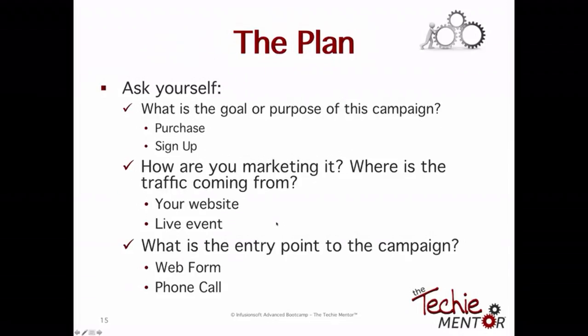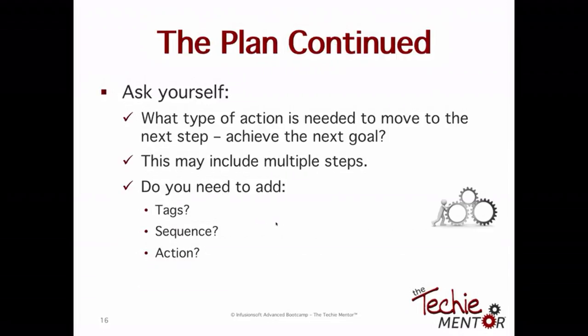Ask yourself what type of action is needed to move to the next step. In other words, achieve the goal. So if somebody signs up on a web form on a website, what happens then? Well, they sign up and hit the register button, or submit button, whatever it might be. And then at that point, what happens? Well, maybe a tag is added, and then they get sent out a sequence. And then in that sequence, there's something they need to click on, which will achieve another goal, which will move them down another path.